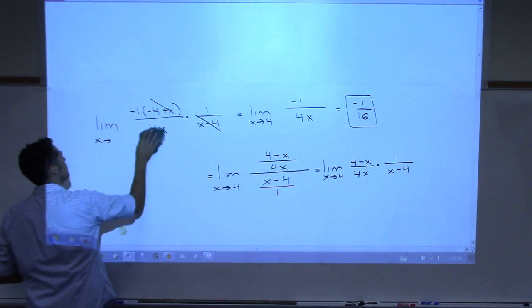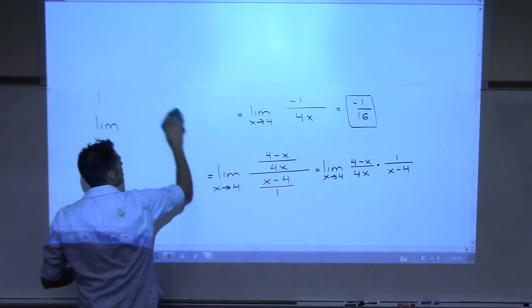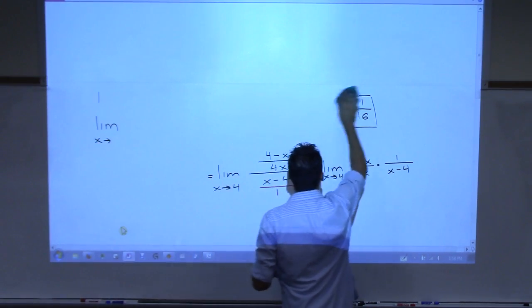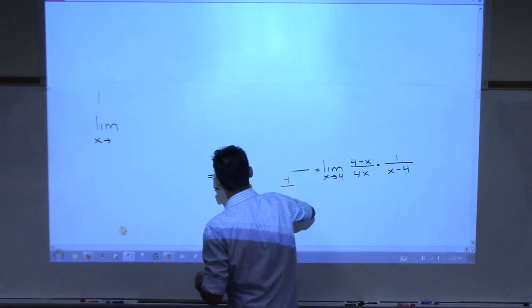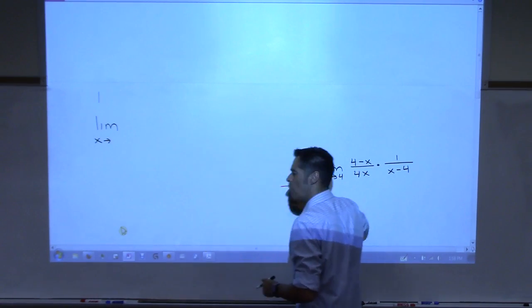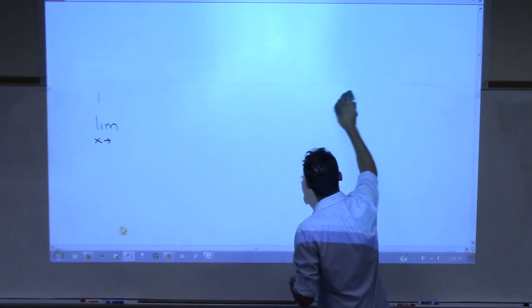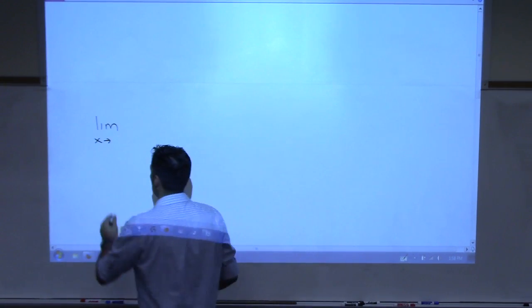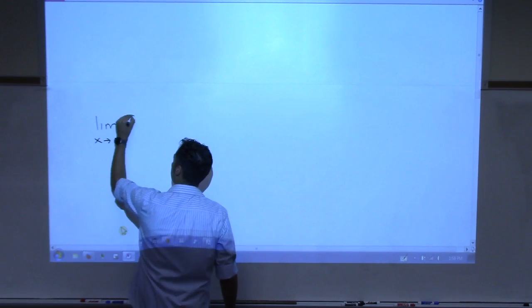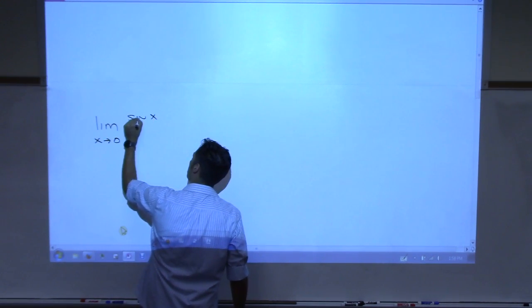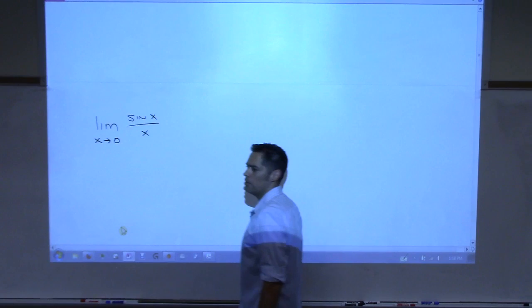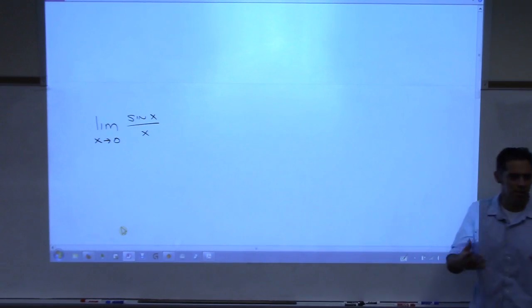Is it possible that it's not going to be so nice and ugly? Yeah, it could be pretty ugly, but this is the first section, and we're just kind of easing our way into it. Oh, yeah. I can give you an example. Don't write this down. But I can give you an example of a limit that right now you can't do and I can't do. Well, I can't do it by showing you an easy way.